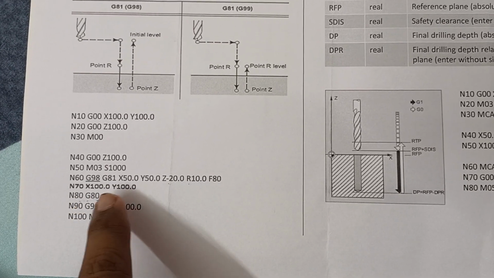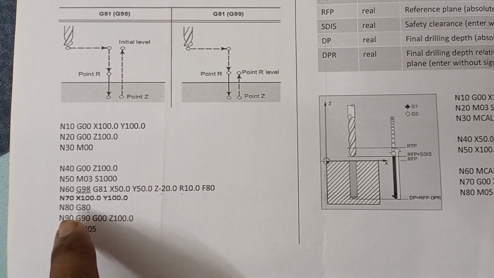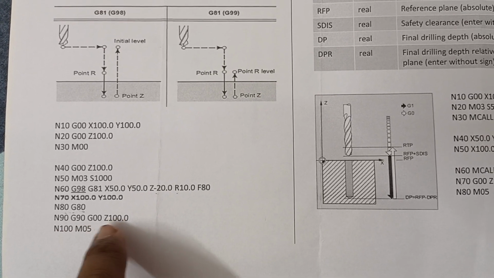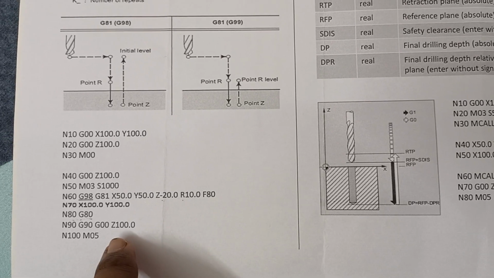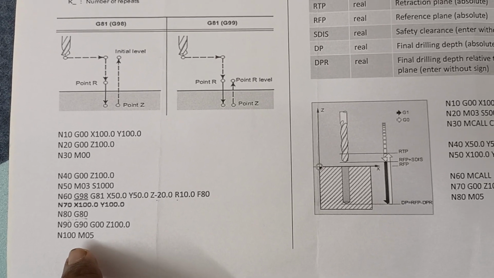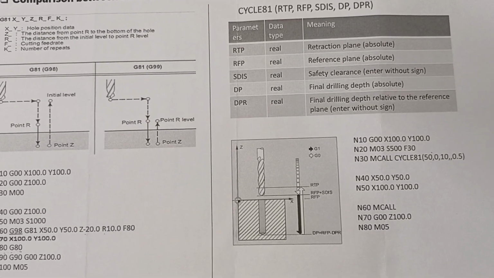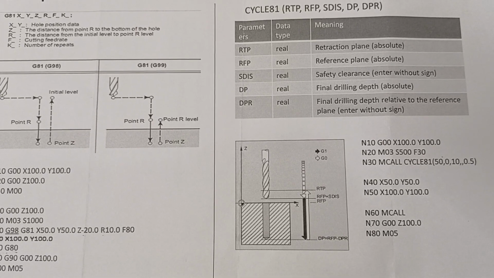After completion of the G81 cycle, we close with G80, the cancellation of the cycle. After cancellation of the cycle, we move our tool to the 100 initial level, and M05 is the spindle stop.